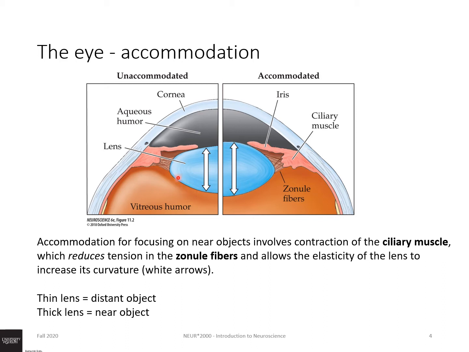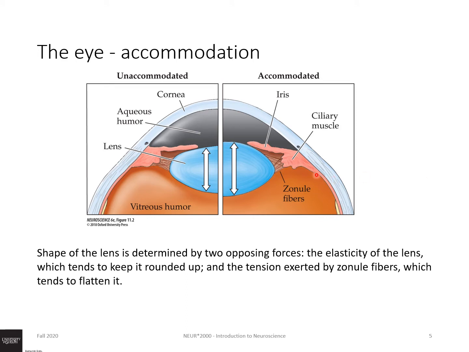So if you have a thin lens, you can see distant objects. If you have a thick lens, you can see near objects. So the shape of the lens itself is determined by two different forces, one of which is the elasticity of the lens. So that tends to keep it rounded up. So the more elastic the lens, the better it's able to round itself when the slack is released from these zonular fibers. And then if there's tension exerted by the zonular fibers, that tends to flatten the lens.